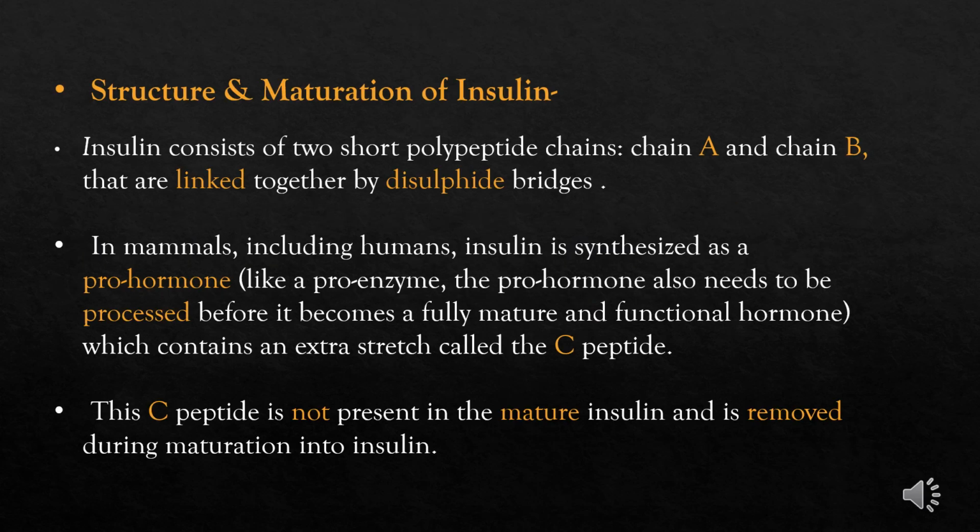If we see the biochemical structure of insulin, basically it is composed of two short polypeptide chains, chain A and chain B. And these two chains are linked together by disulfide bonds. Also, an extra stretch of polypeptide chain C is present. In mammals, including humans, insulin is synthesized as a prohormone or proinsulin. A prohormone is basically a non-functional hormone which needs to be processed before it becomes a fully mature and functional hormone.